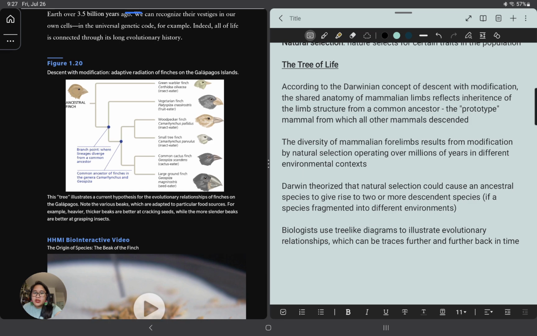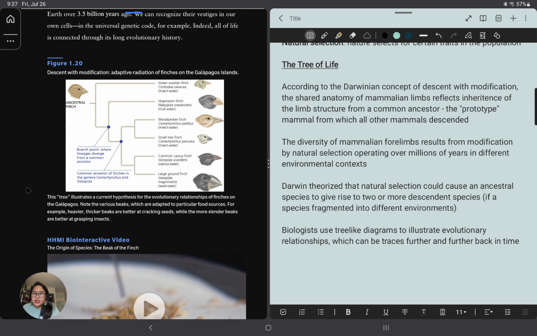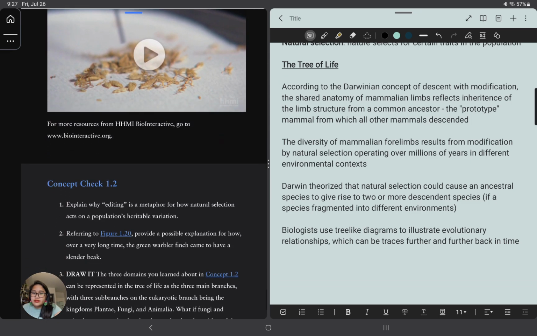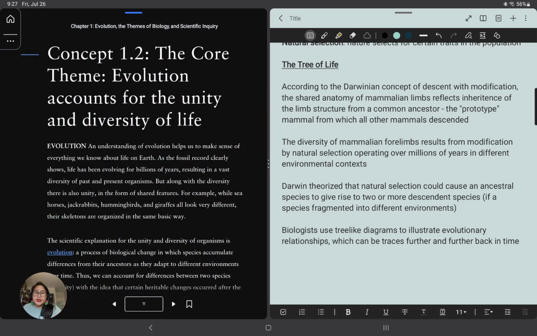So this is the chart that we described earlier. So we have the ancestral finch, the original finch, I guess you could say. And from the original finch, they branched off into different variants of the original finch. Like a family tree, sideways. And that is it for concept 1.2.